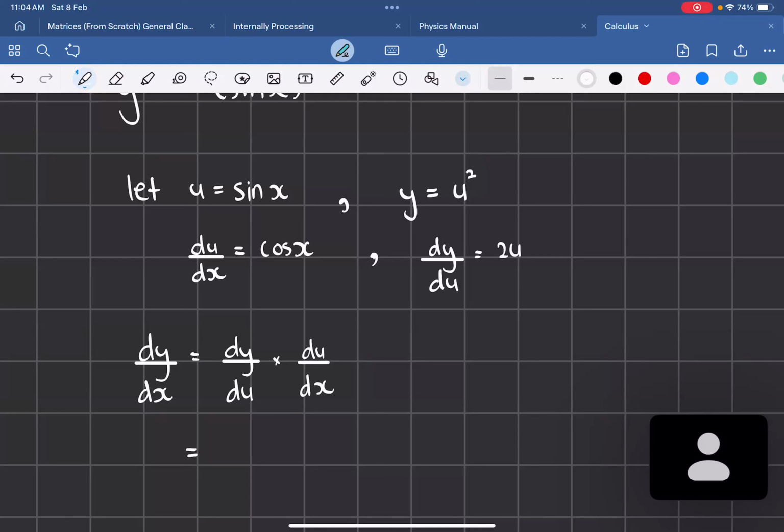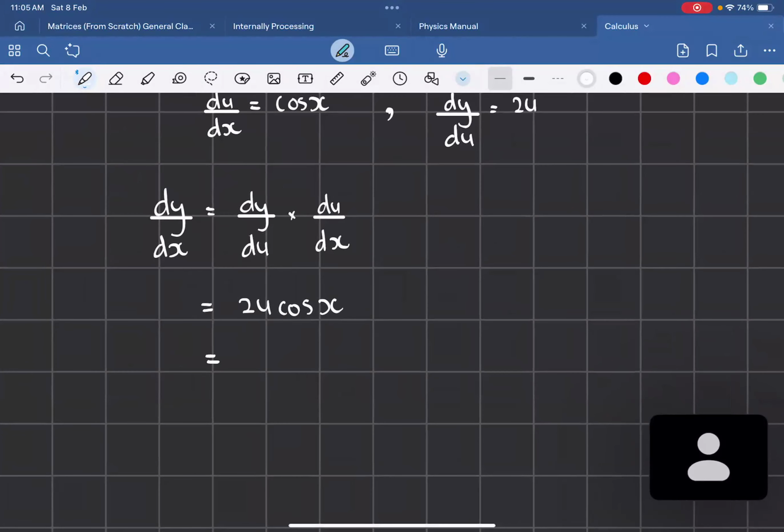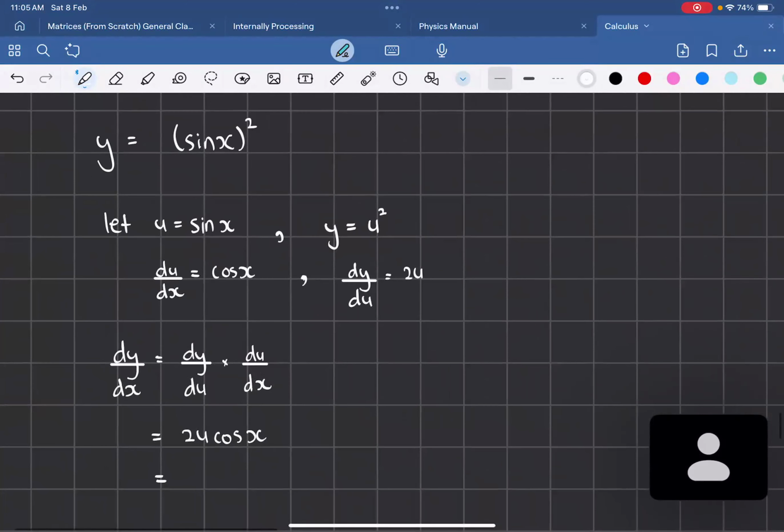So Kiara, tell me what to write. What is dy/du? 2u. So we have 2u by du/dx. What's du/dx? Cos x. Right, and we can't leave the u there. So remember, what was u? U is sin x. So we write that back, and I'm going to write 2 sin x cos x. That's my answer.